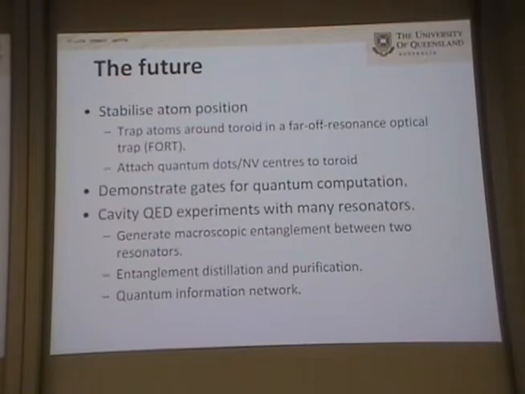What I think is a better option if you want to do a real quantum information network is to attach some sort of artificial atom, like a quantum dot or an NV center, to the toroid. That's stuff we are working on, at least loosely, not immediately for cavity quantum electrodynamics, but with the goal of generating single photons on demand here.